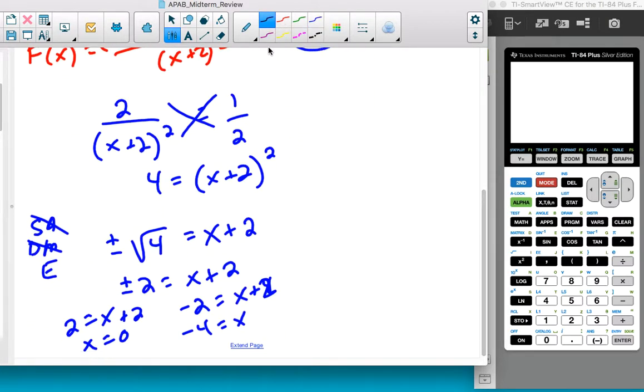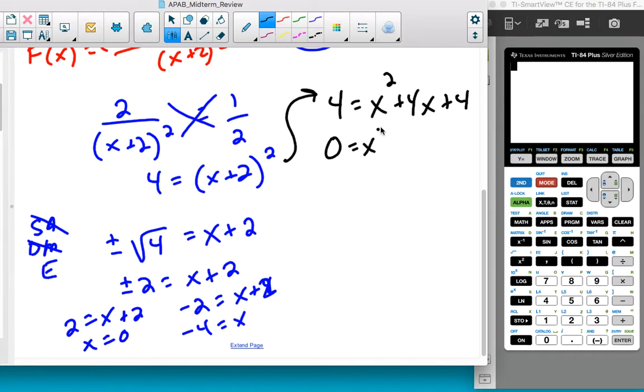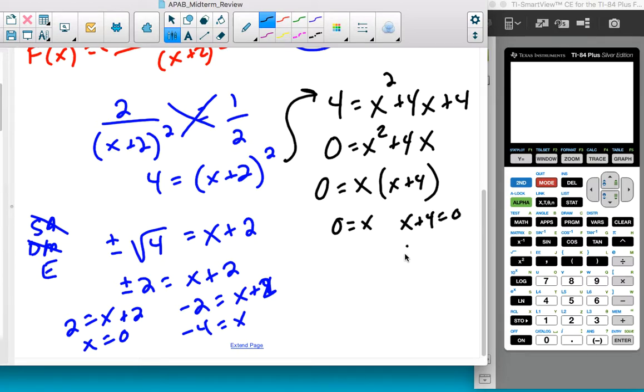One other point here: maybe you didn't see this option of using SADMEP. Some of you might have FOILed this out into x squared plus 4x plus 4. If you subtract the 4 over, you get yourself in a factoring situation where you can do the same thing. You pull out a GCF of x, and sure enough, you end up with these same 2 values, because either x is 0 or x plus 4 is 0, which gives you x is negative 4. So again, same 2 answers.